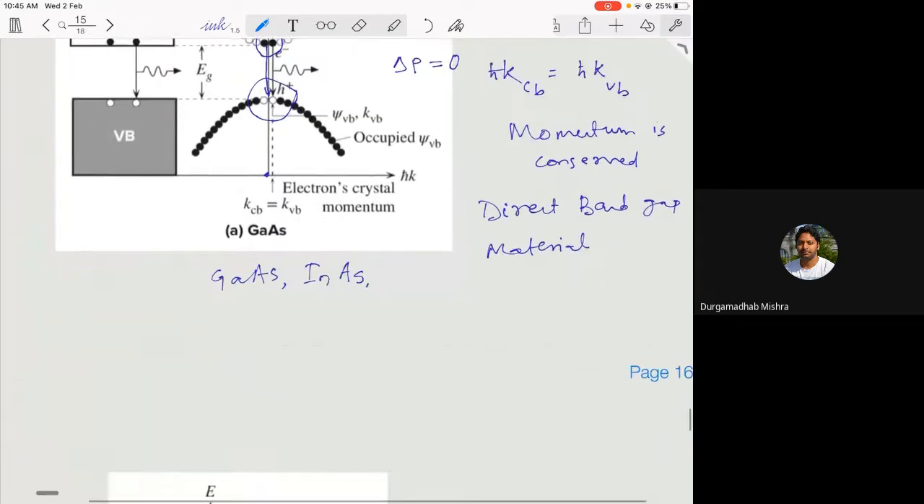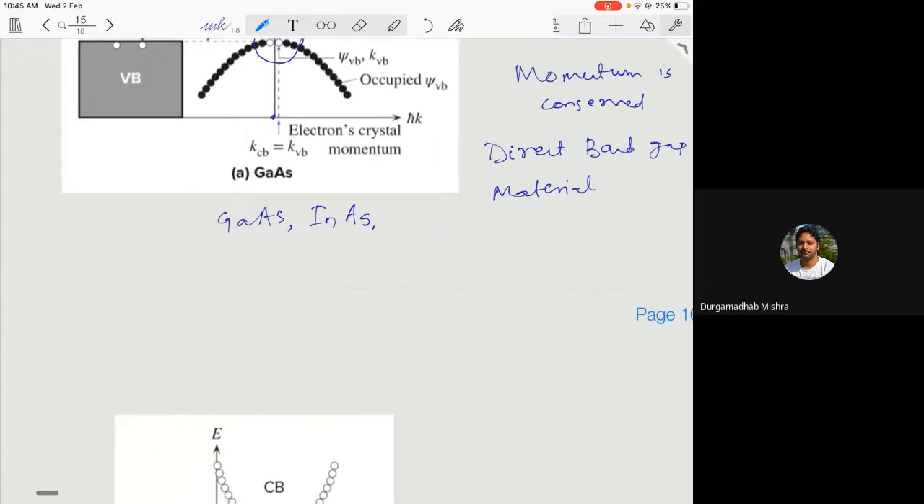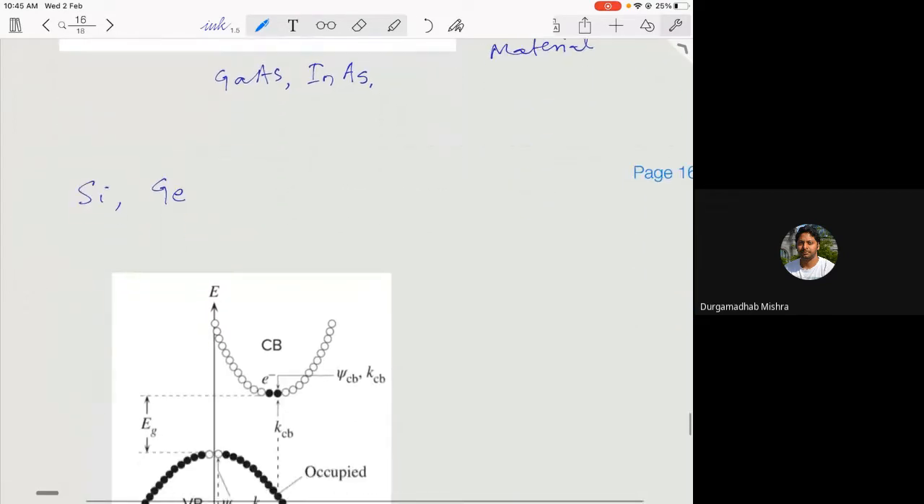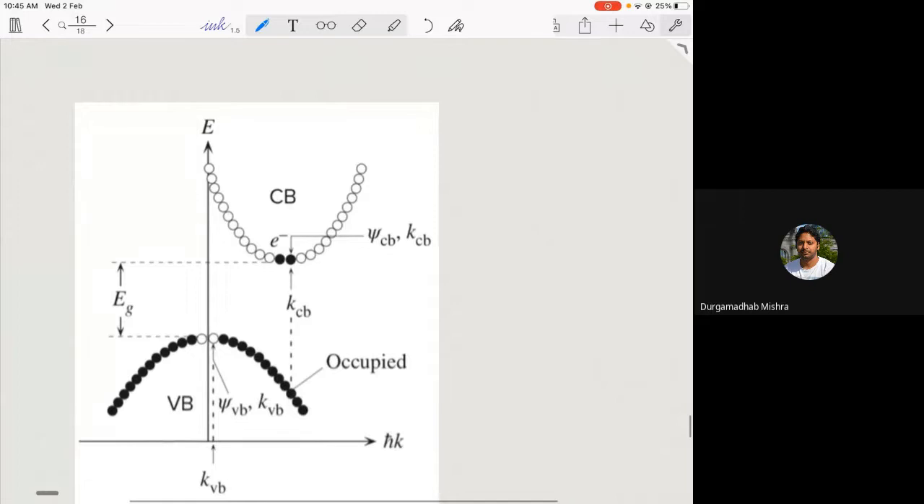But if you take an elemental semiconductor, like silicon or germanium, this picture is different. When you plot the energy as a function of momentum, the top one is your conduction band, and the bottom is the valence band. The conduction band is representing your electron.